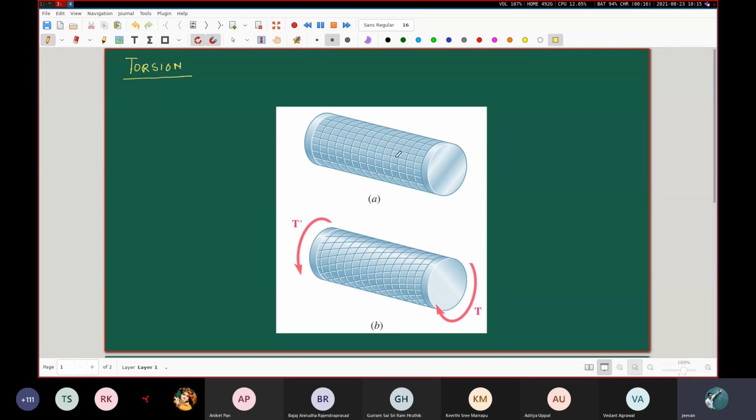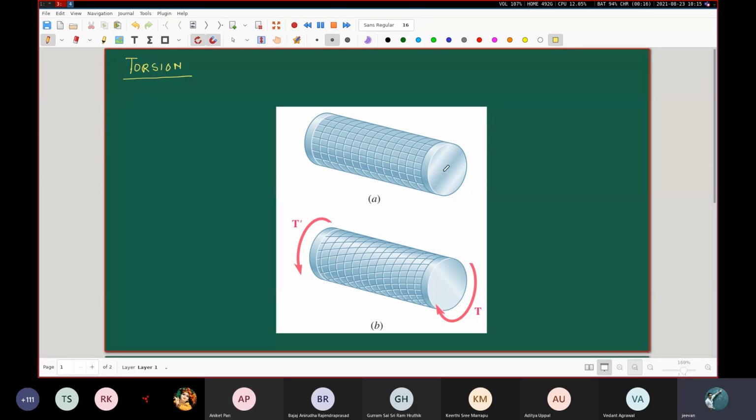Okay, so these are some kind of imaginary lines that you see, these horizontal lines and these circular marks. They are just imaginary lines, so that this entire shaft is divided into these small rectangles, and you can understand the deformations of the entire shaft in terms of the deformations of these small rectangles.